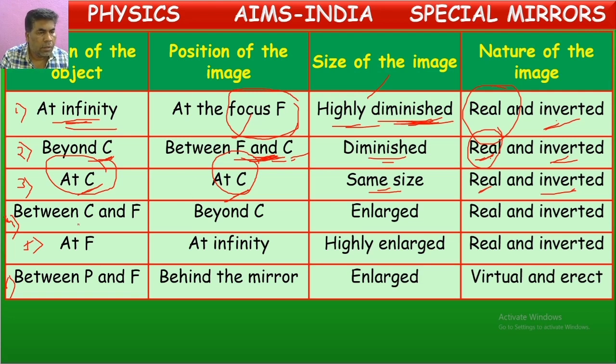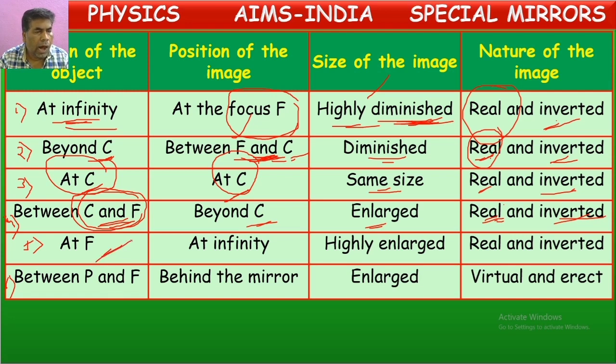Next, when the object is between C and F, what happens? The image will move further. It goes beyond C. Image is formed beyond C. What is the nature of image? Enlarged. Size increased. So what is the size of image? Enlarged. Nature of image? Real, inverted. In this case also real, inverted.